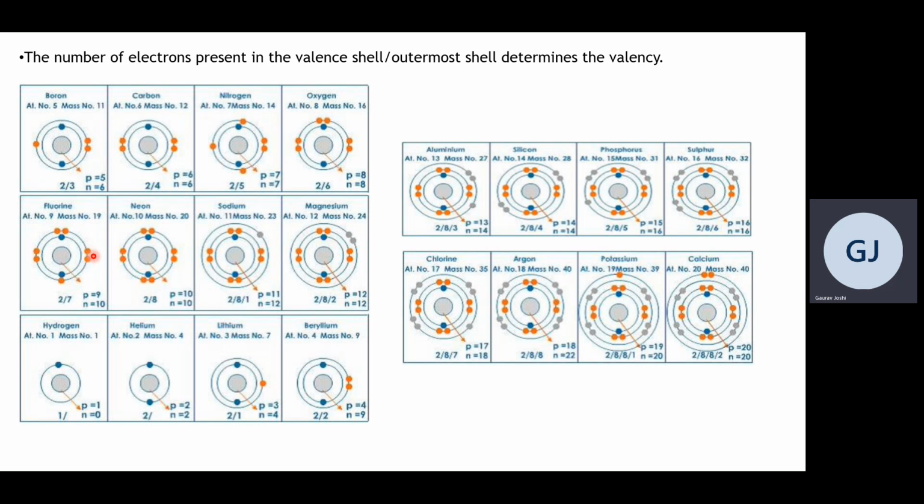For example, in fluorine, atomic number 9, what do we have? 2 in the inner cell, and 1, 2, 3, 4, 5, 6, 7 in the outermost cell. So this 7 is the number of valence electrons. If it would be 8, it would have completed the octet. So this is the thing.